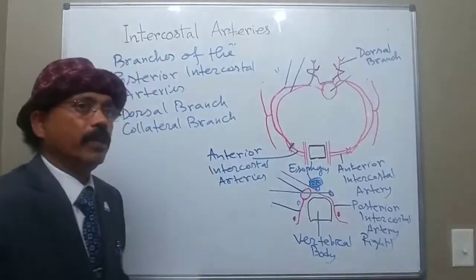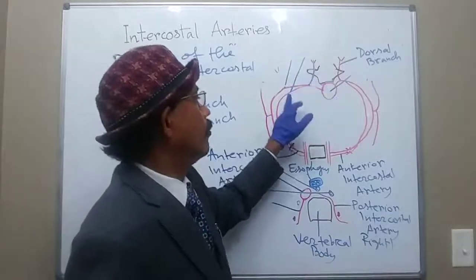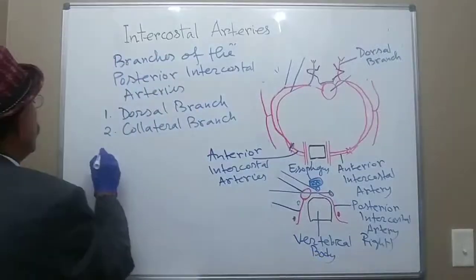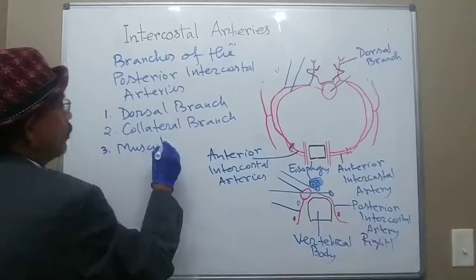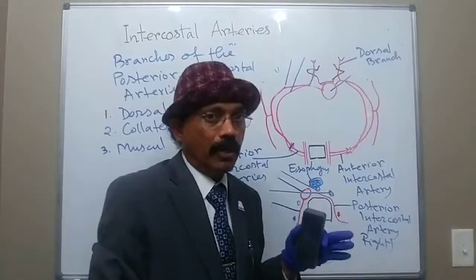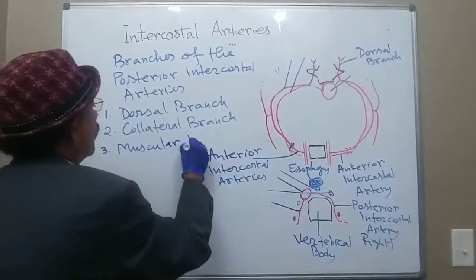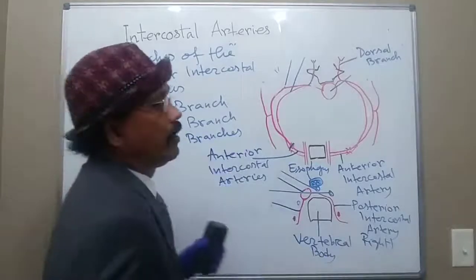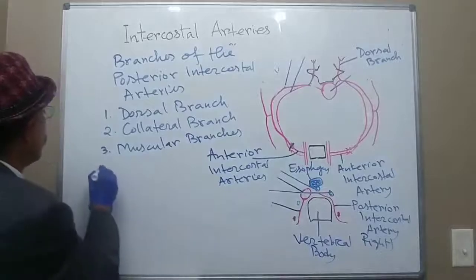Okay, we got that. The dorsal branch, collateral branch. We have many other branches. We have also muscular branches that will supply the muscles in the chest wall. Muscular branches. Okay. We have also lateral cutaneous branches.